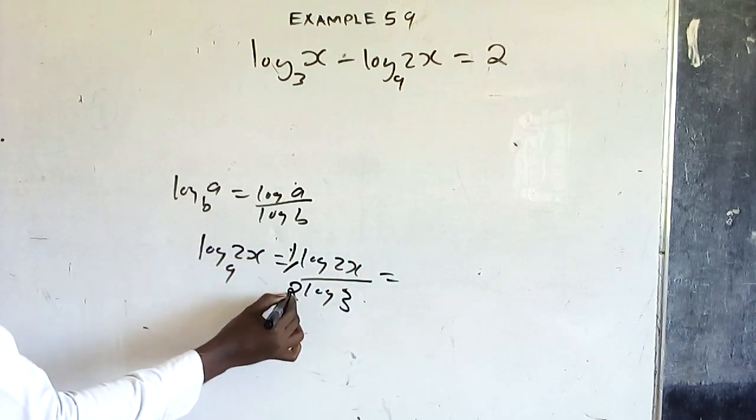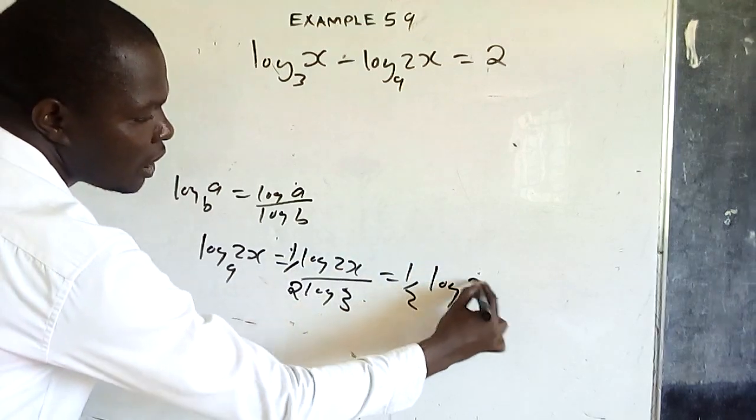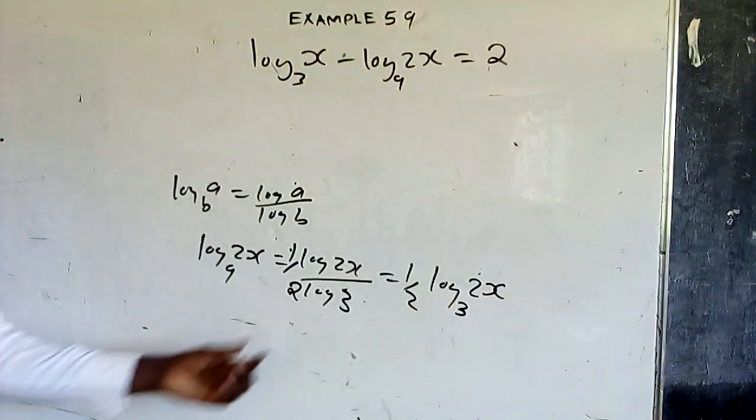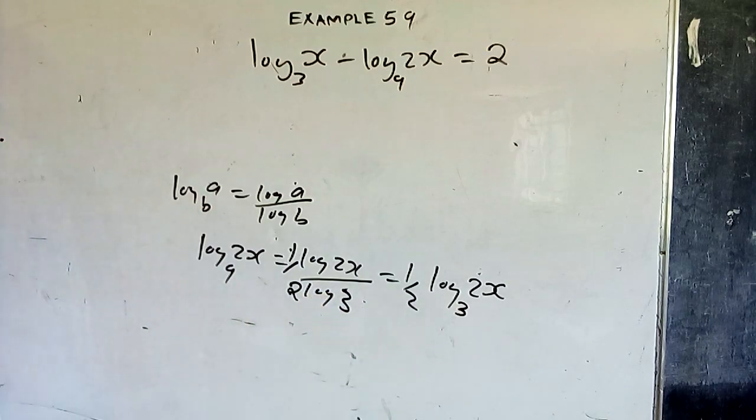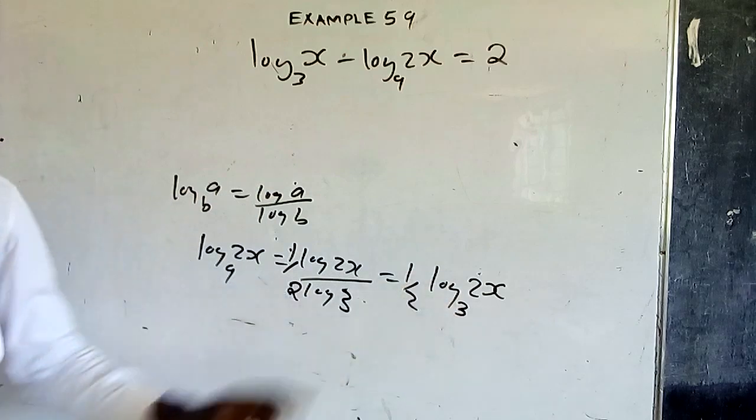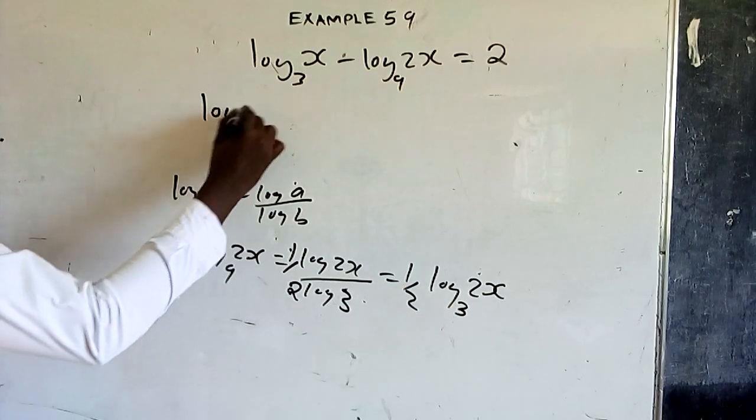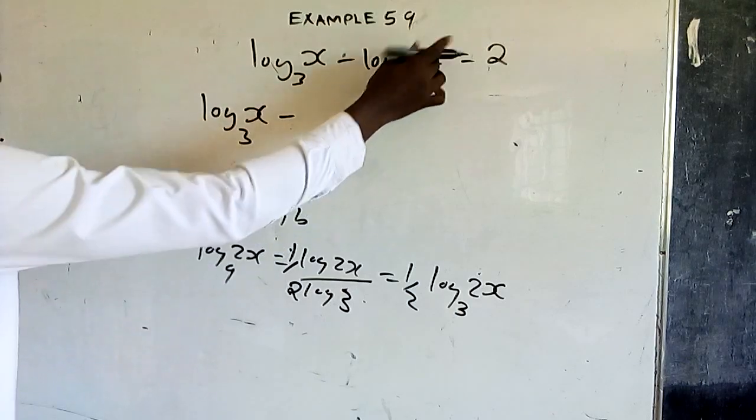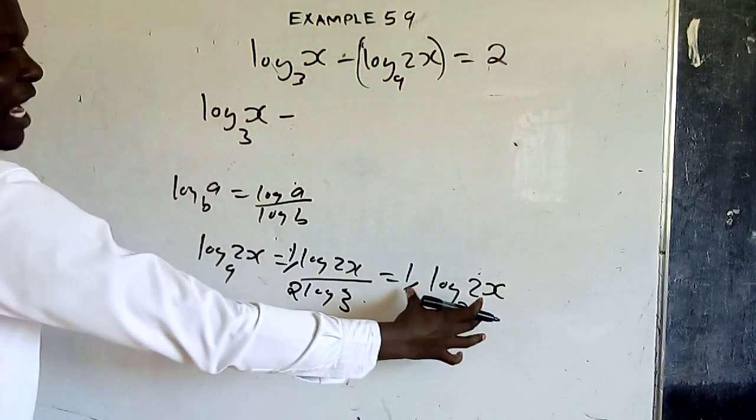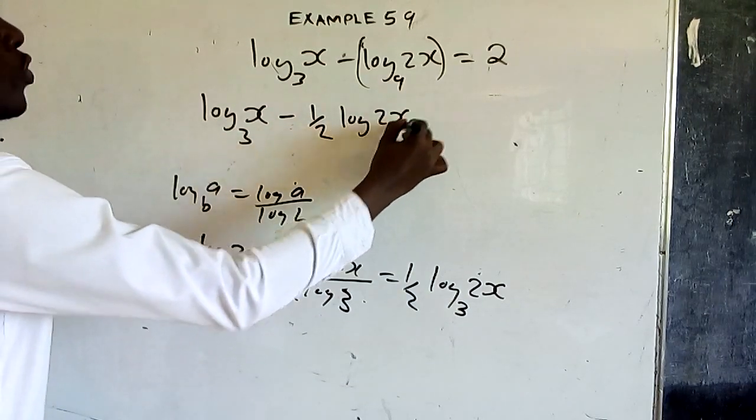So what do we have? We have 1 over 2. Then log 2x over log 3 means log 2x to base 3, because the base is the logarithm in the denominator. So log 2x to base 9 can be written in that form. Are we together? So here we have log x to base 3 minus the whole of this. We've simplified it in rough work and found it to be a half log 2x to base 3.